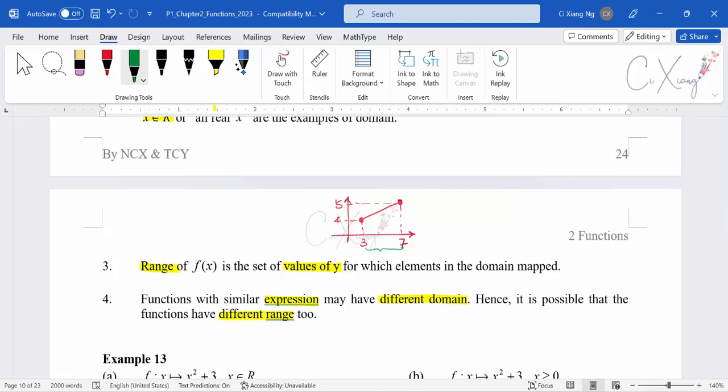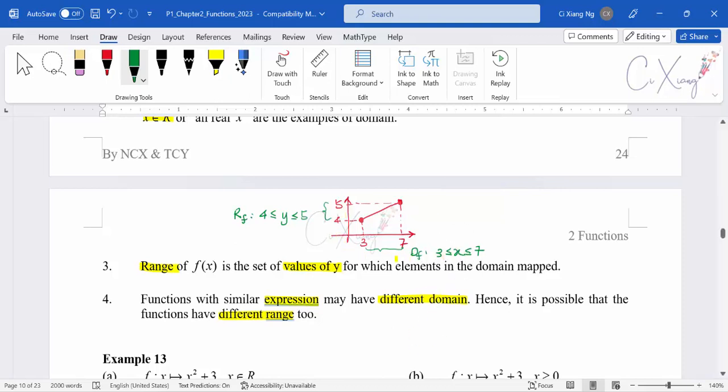So if I have a section of the line, something like this, you should know that the domain will be from 3 until 7, which denotes the values of x where we define the function itself. For range, you will be looking for the values of y, where in this case y is between 4 and 5. So this is my range for the function, and this is the domain for my function.